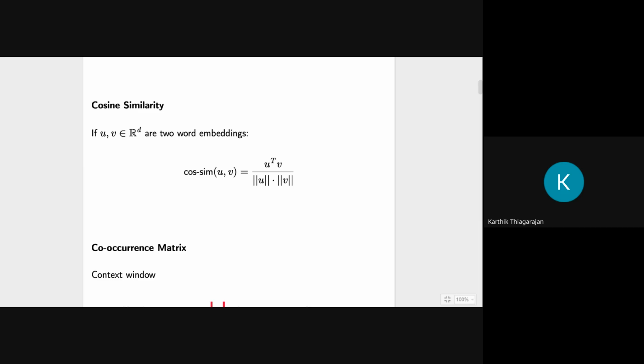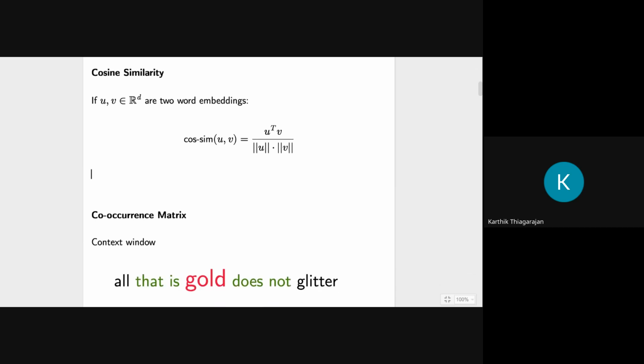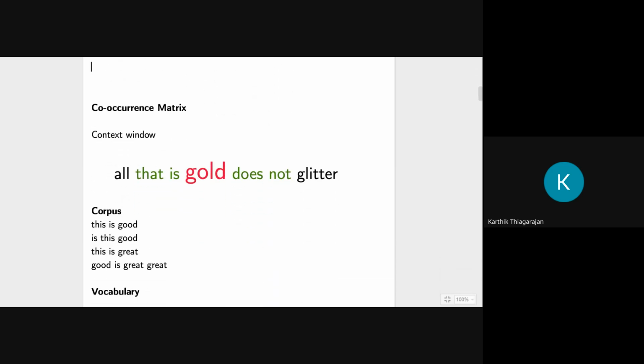and using this singular value decomposition to extract word embeddings. That is one. The second one will be continuous bag of words. Third one will be skip-gram with negative sampling. Okay, so these are the three important ones that you need to know. So what's the co-occurrence matrix?